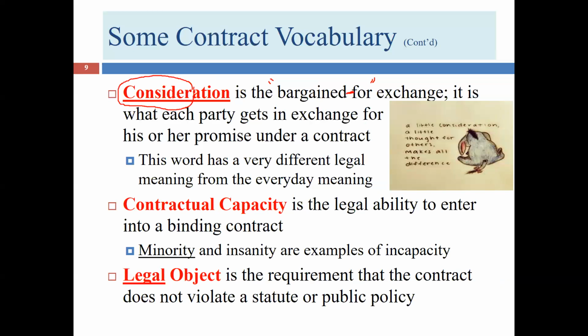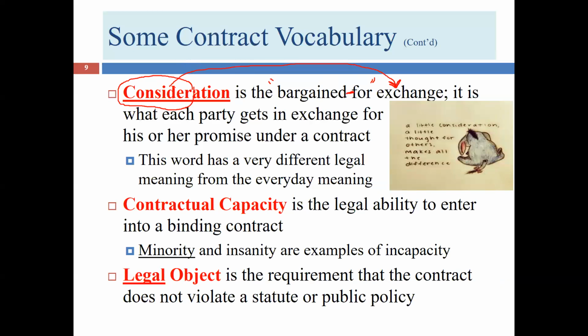But here we're saying consider the deal. What am I getting out of this deal? Oh, I'm getting this thing from the other guy. He's giving me something and I'm giving him something. And so I'm going to consider what I'm going to give him, and I'm going to consider what I'm going to get from him. And that tit for tat, that quid pro quo, is what I'm considering when I decide whether to enter into the contract or not.